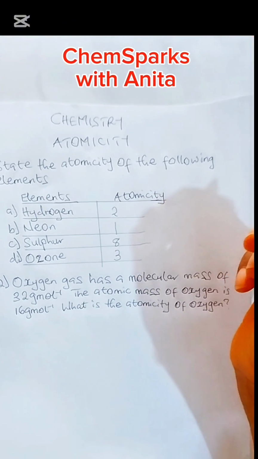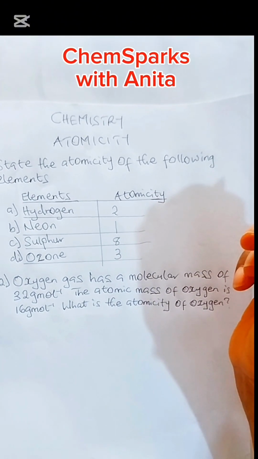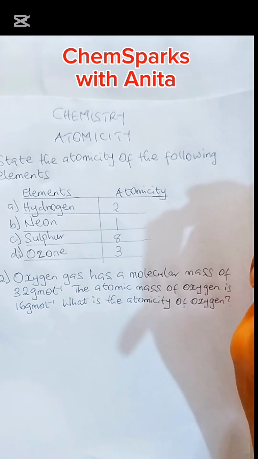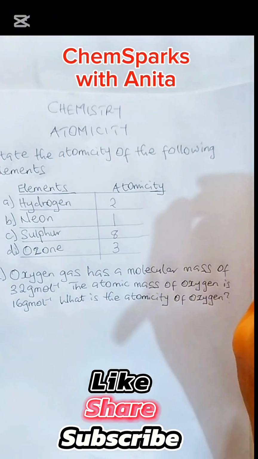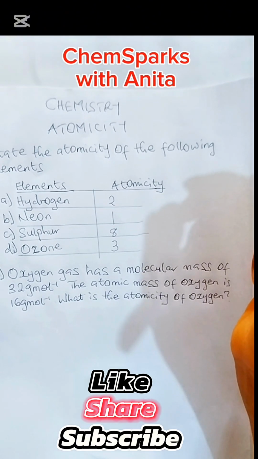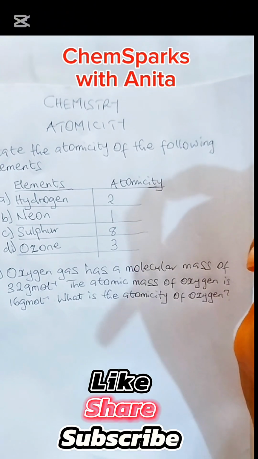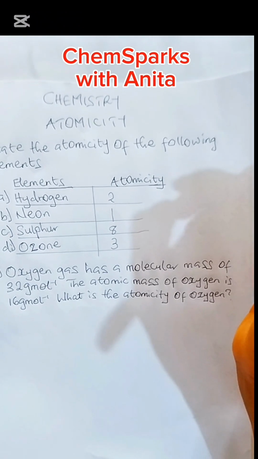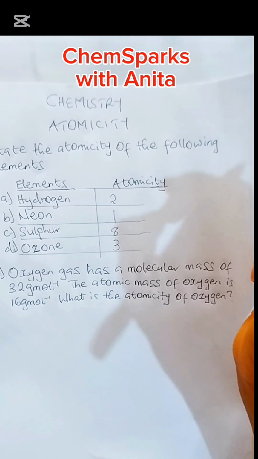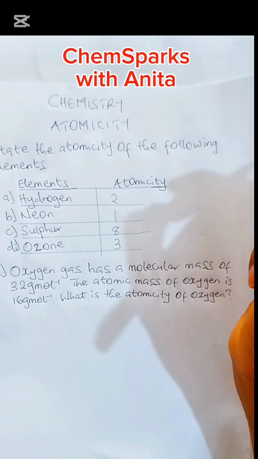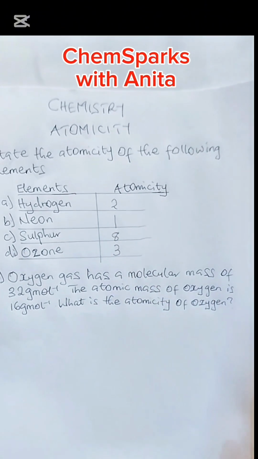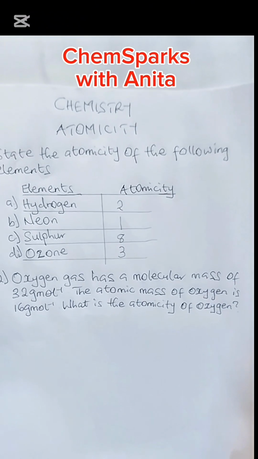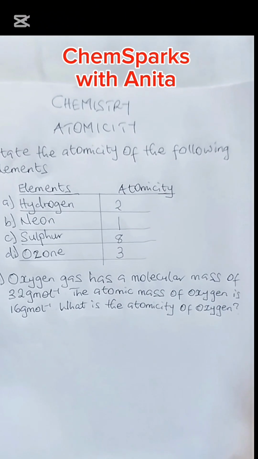Now, the second question is a question that is going to teach us how to easily determine this atomicity of elements. If we are in doubt of what the atomicity of a particular element is, once you know the molecular mass of that element and the atomic mass of the element, you should be able to determine the atomicity. So the second question says, oxygen gas has a molecular mass of 32 grams per mole. The atomic mass of oxygen is 16 grams per mole. What is the atomicity of oxygen?